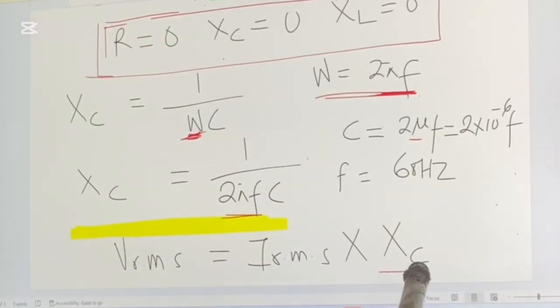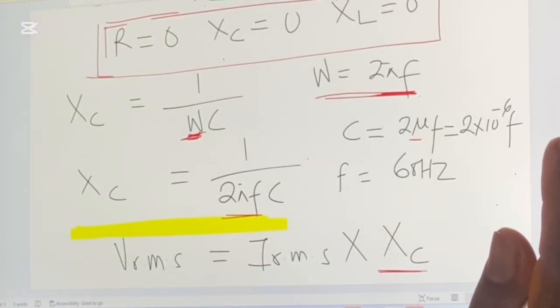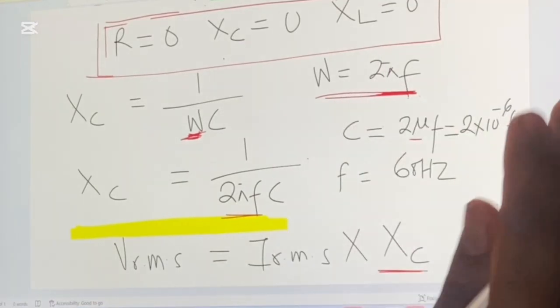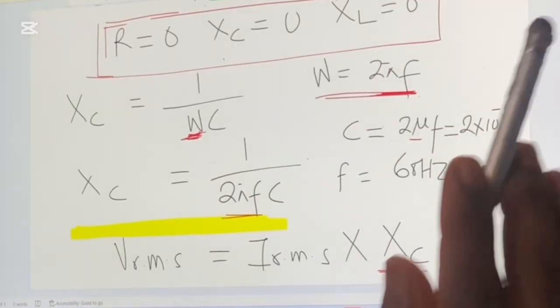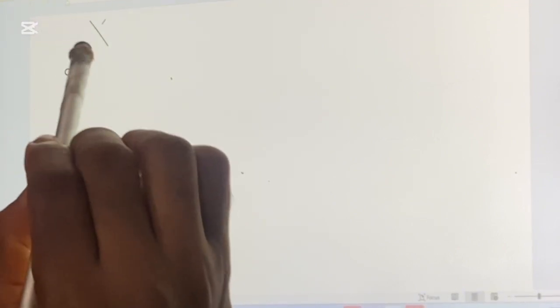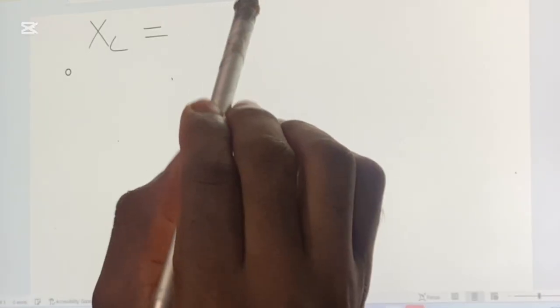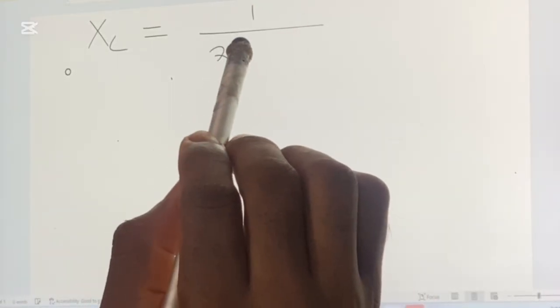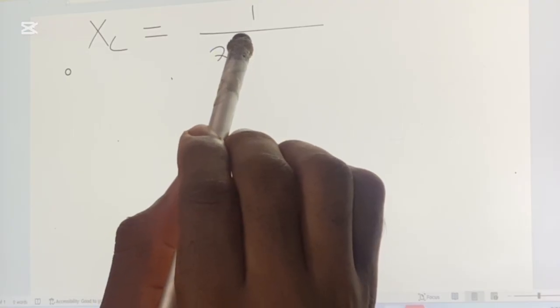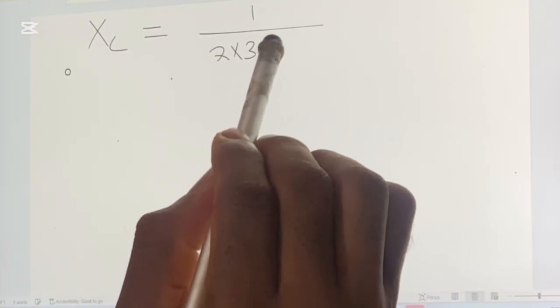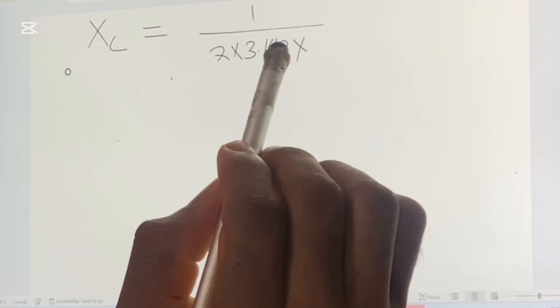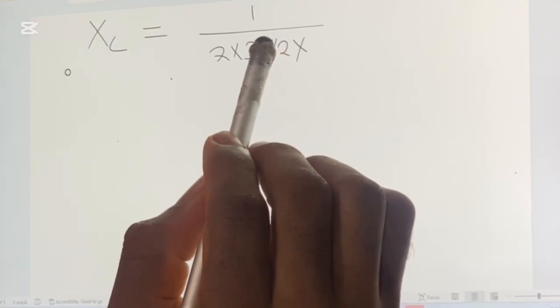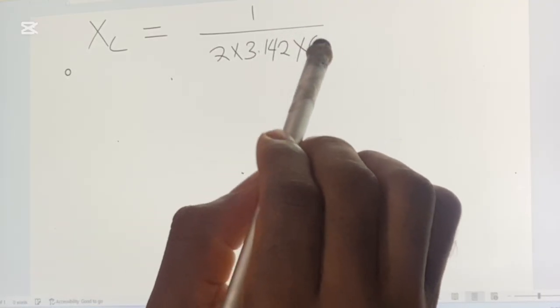That is this here. When you do that, we have something like this. Okay, when you replace the values, we have capacitive reactance equal to 1 over 2 times pi, where pi is a constant value, 3.142, times the frequency given to us, which is 60. You replace your 60, please take note.